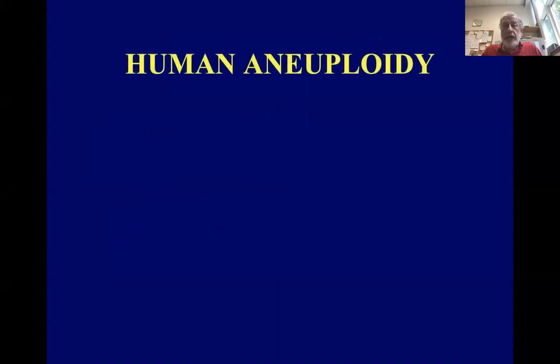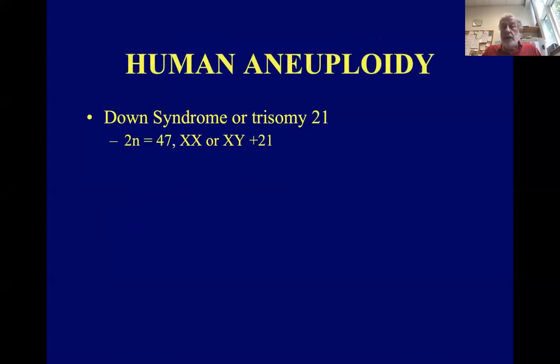With regards to aneuploidy, remember that's extra or missing chromosomes. Down syndrome, or trisomy 21, is a fairly common one. So I may show you a karyotype, 2n equals 47. That of course means they have 47 chromosomes. XX or XY means it can affect males or females, and plus 21 means that there's an extra chromosome 21.